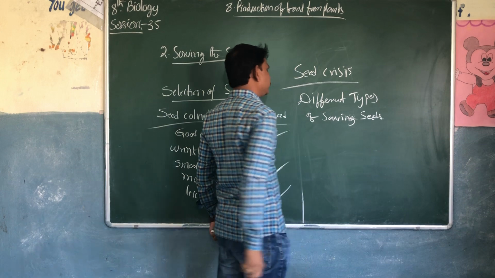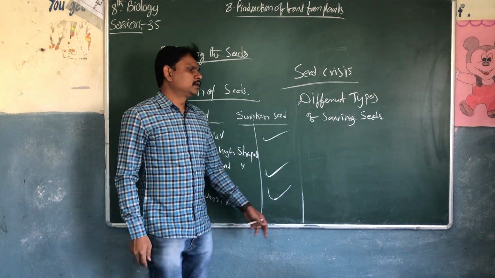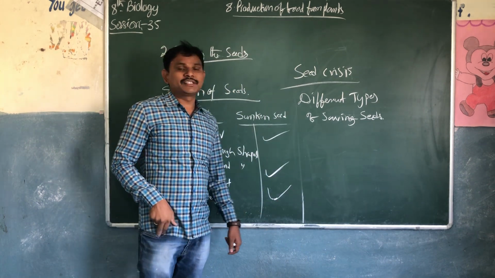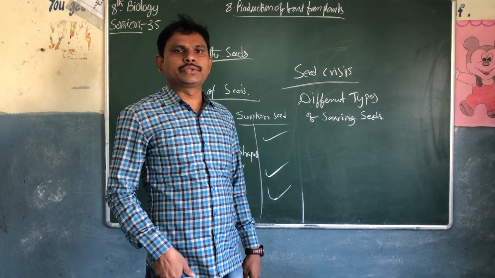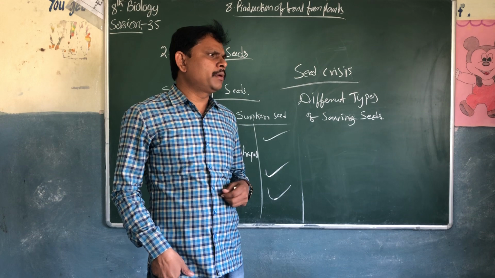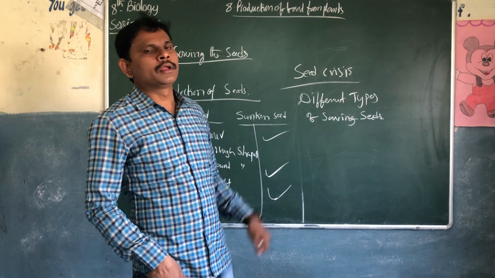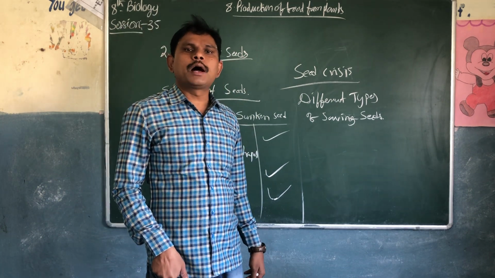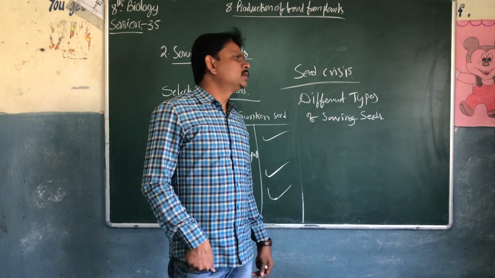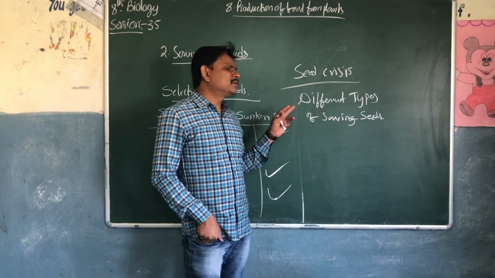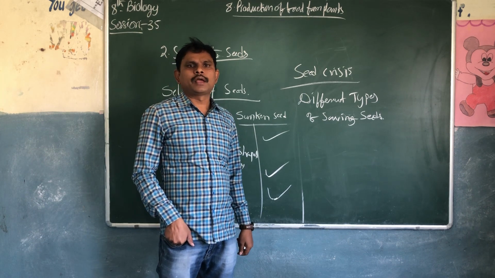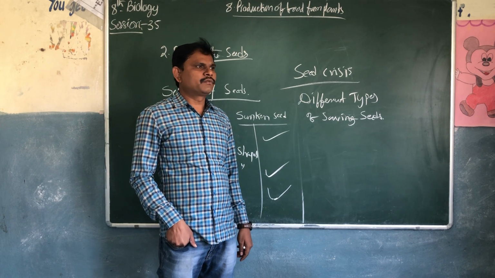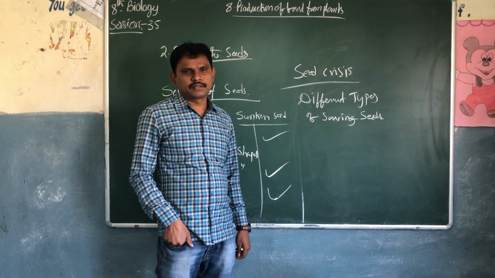Different types of sowing seeds. There is also a seed crisis. In April, May, or June, farmers make huge lines in the markets to buy seeds. Where there is a crisis in seeds, farmers actually want good quality seeds.